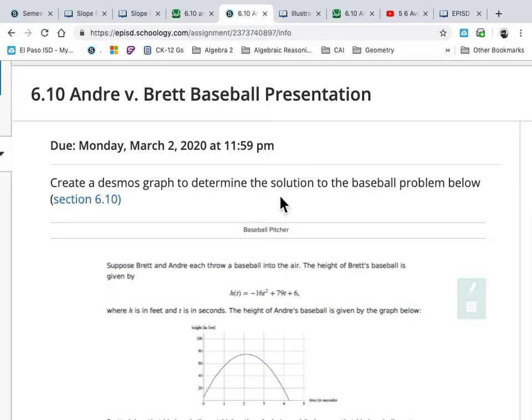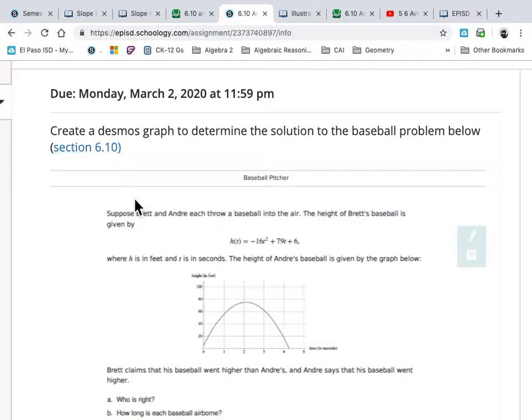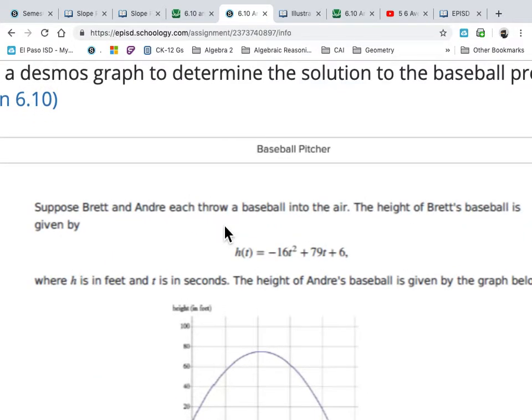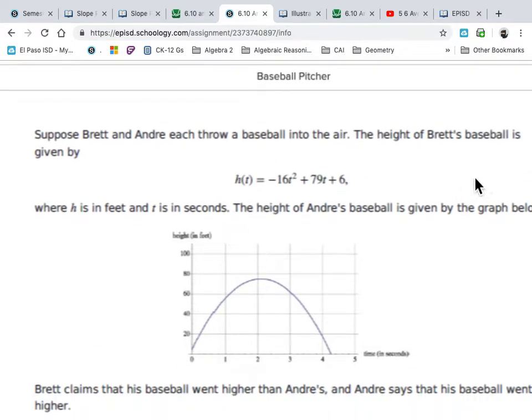Create a Desmos graph to determine the solution to the baseball problem below. Section 6.10. Suppose Brett and Andre each throw a baseball into the air. The height of Brett's baseball is given by this equation: negative 16t squared plus 79t plus 6.